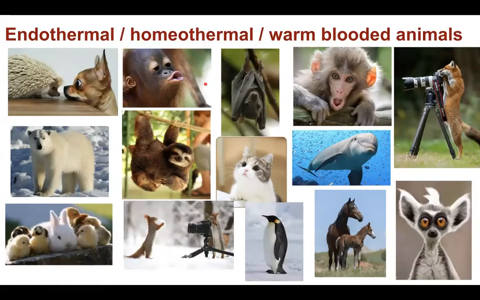There are endothermal animals, that is the warm blooded animals. They are also called homeothermal animals. These animals are the ones whose body temperature remains constant. Whatever the surrounding temperature may be, these animals keep a constant body temperature at all times. All the known mammals and birds are warm blooded. So whether it's a chimpanzee or a bat or a cat, or a penguin or a dolphin, they all are examples of animals which are warm blooded. From polar bear to horses to rabbits to birds, they're all warm blooded animals.